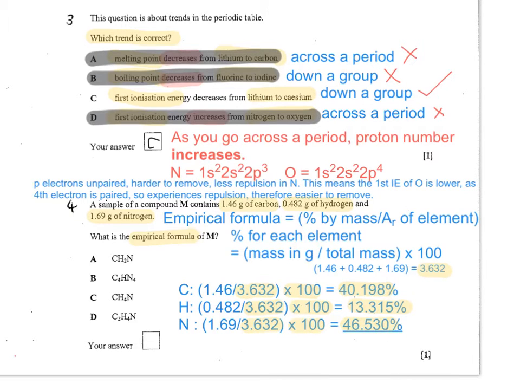So now what we're able to do is divide the percentage by mass of each element by its atomic mass. So now we have these numbers here as our ratio. So what you do is divide by the smallest. That now gives us, as our correct answer, CH4N, which is why the mark scheme says answer C.